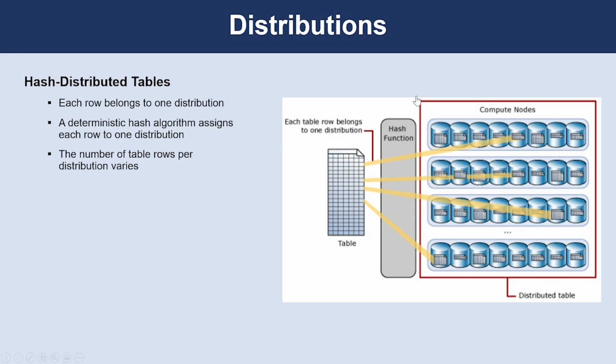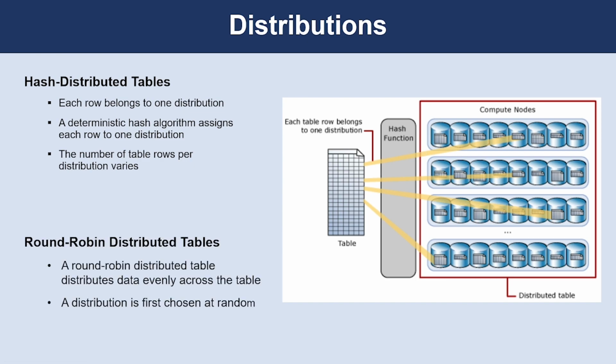This is an example diagram which illustrates how a full non-distributed table gets stored as a hash distributed table. Each row belongs to one distribution. A deterministic hash algorithm assigns each row to one distribution, and the number of table rows per distribution varies as shown by the different size of the tables.